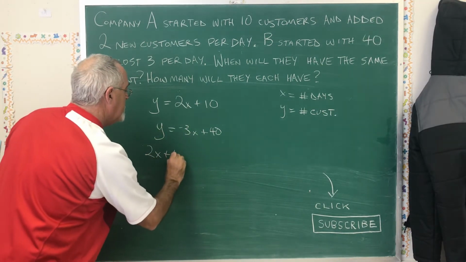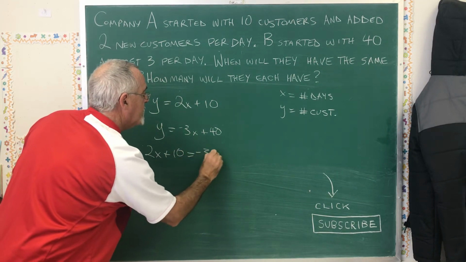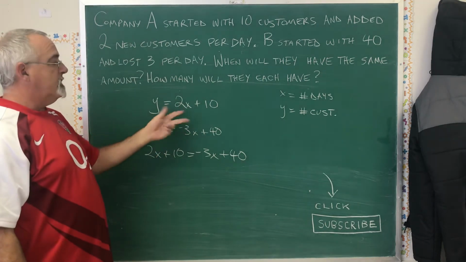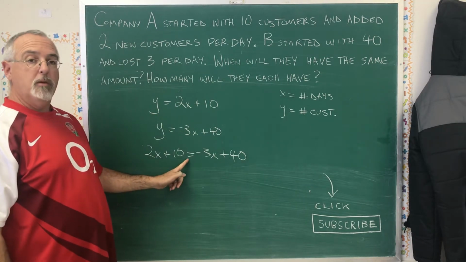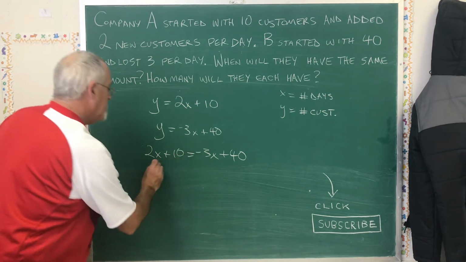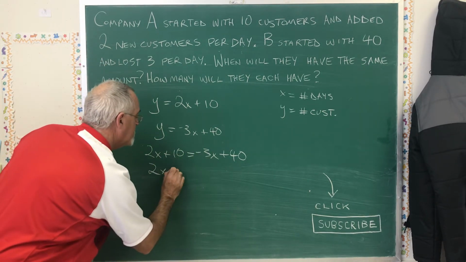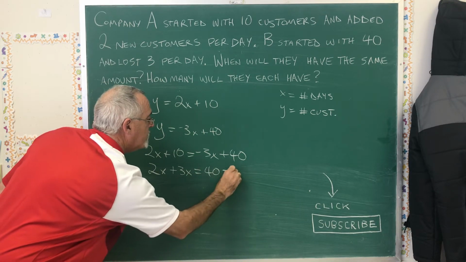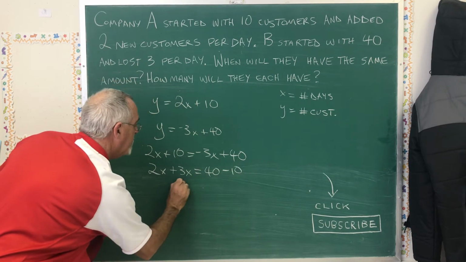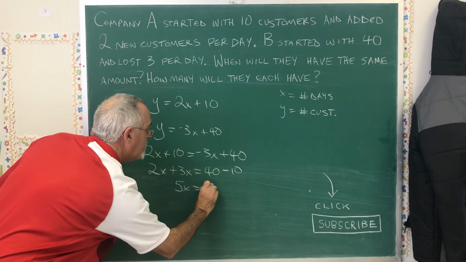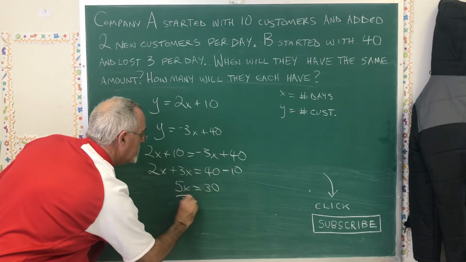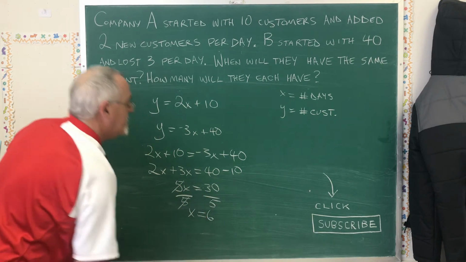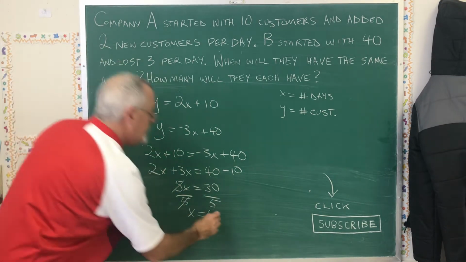2x plus 10 is equal to negative 3x plus 40. What I've achieved is turn 2 equations with 2 variables into a single equation with only 1 variable. Doing some algebra, I move the 3x to the other side where it becomes positive. I move the 10 to the other side where it becomes negative. I have 5x equals 30. Divide both sides by 5 in order to isolate my variable. X is equal to 6. 6 days.